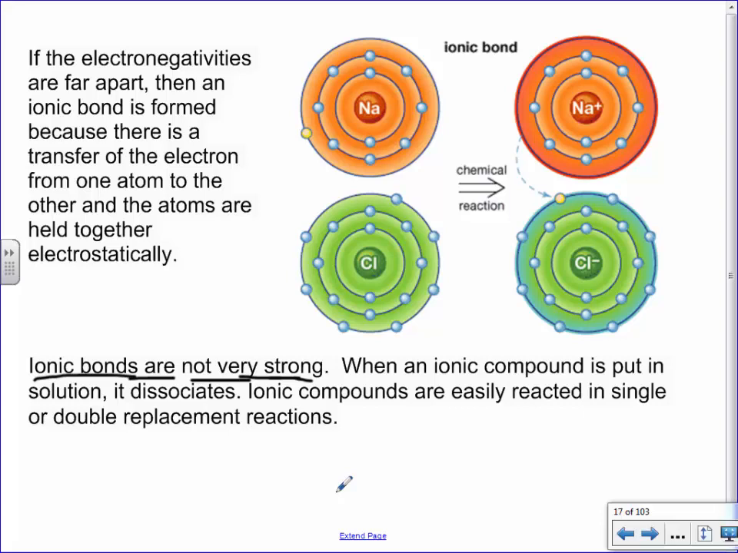Think back to our first unit. What happens when you take an ionic substance and put it in water? It dissociates. You can actually break ionic bonds quite easily. All you need is water to do so. So although ionic things are often solid, it's actually very easy to turn them into an aqueous state because of the fact that it can dissociate in water.